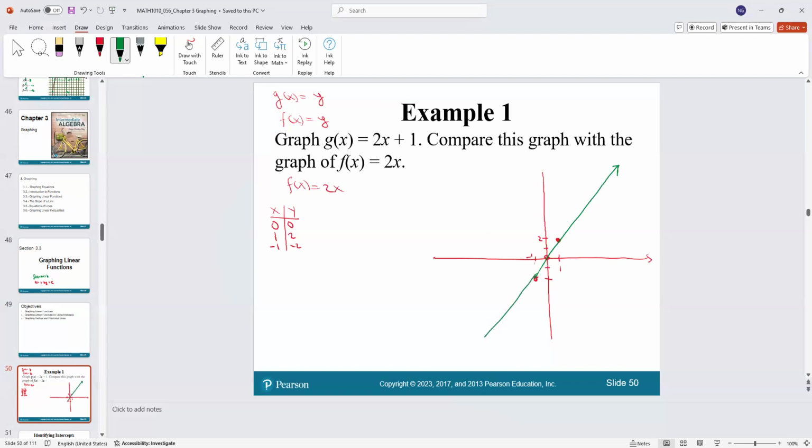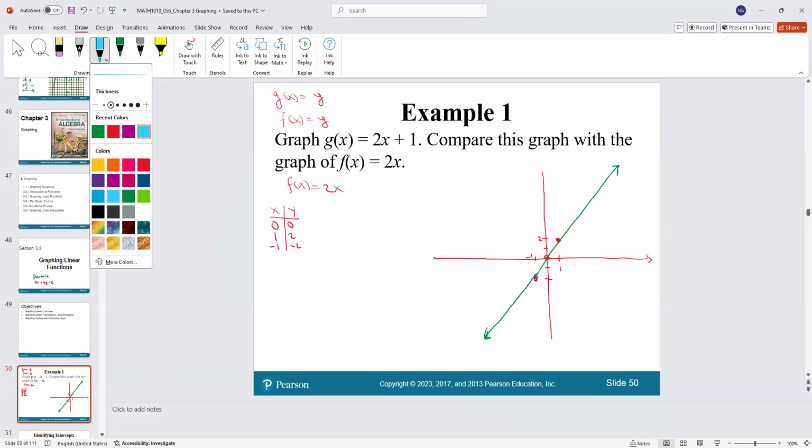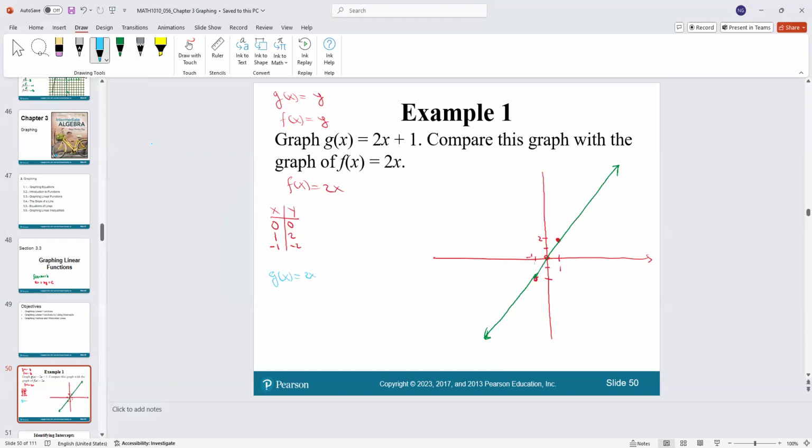We know it's going to be linear. It's a very straight line here. Now, our goal for now is really to graph g of x. If I take g of x equals 2x plus 1, we can just shift it 1 unit. Let me show you how you're going to shift it.